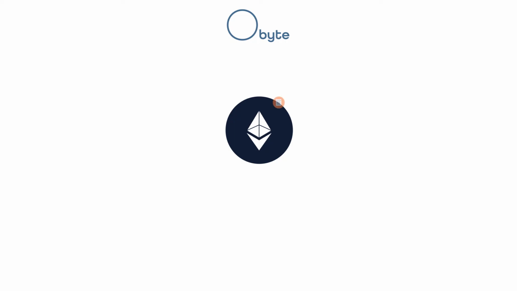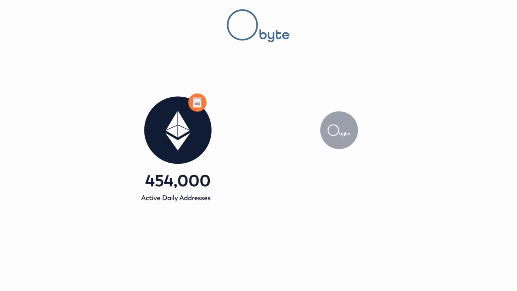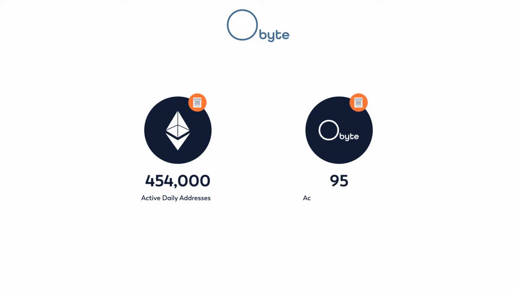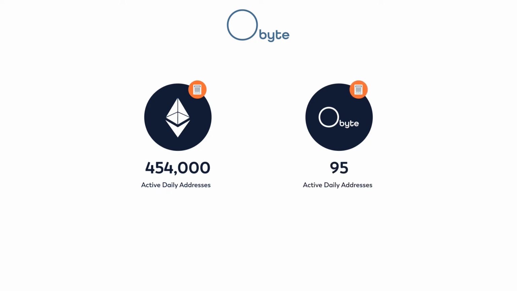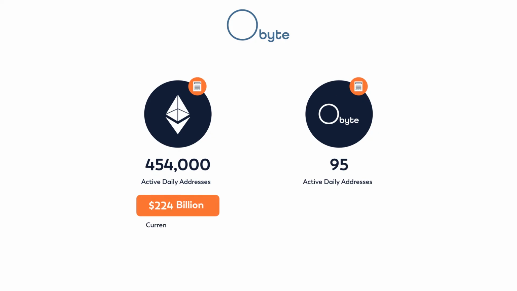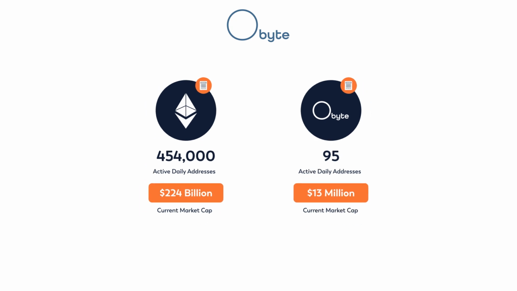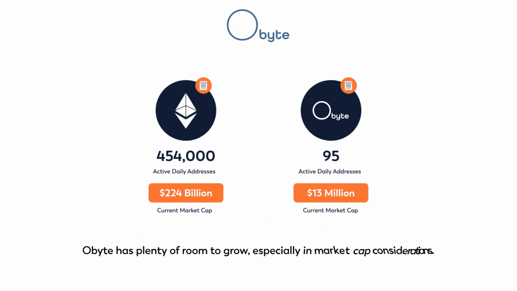Today, Ethereum has roughly 454,000 active daily addresses, while Obyte lags dramatically with 95. This only makes sense seeing as Ethereum's current market cap is $224 billion and Obyte's is $13 million. While that may seem bleak, it also highlights that Obyte has plenty of room to grow, especially in market cap considerations. What's that saying? The early bird gets the worm?